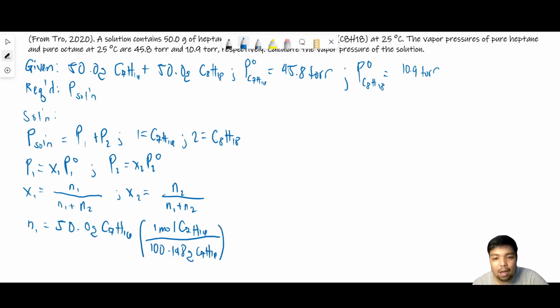So that is our conversion factor, our molar mass. So that is equal to, the grams of heptane cancel out. I will write again all the decimal places, or as many decimal places as possible. So this is 0.4990196 mole.